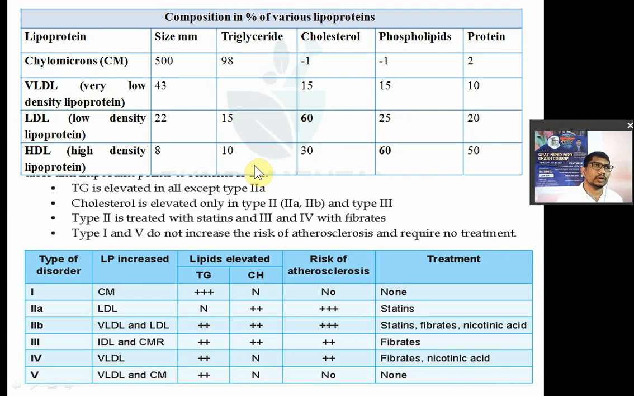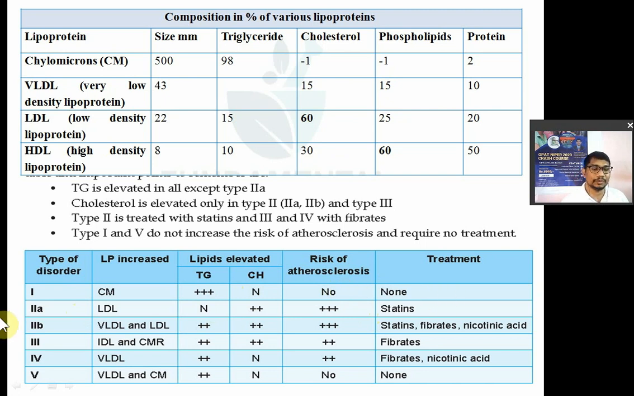Increased lipoprotein or increased lipids in the body is known as hyperlipoproteinemia. Types of lipoproteinemia: type 1, type 2A, type 2B, type 3, type 4 and type 5. These are the different types of lipoproteinemia or increased lipid content in the body. Now in type 1 lipoproteinemia, chylomicrons are increased, the triglyceride level is increased, and cholesterol is nil. Okay, that's why it has no risk of atherosclerosis and does not require any treatment.